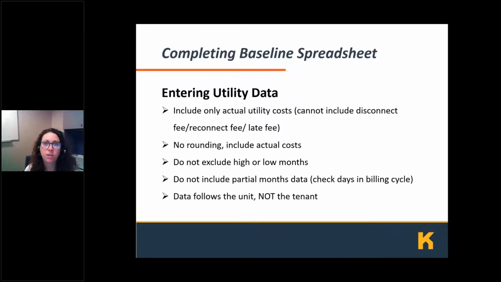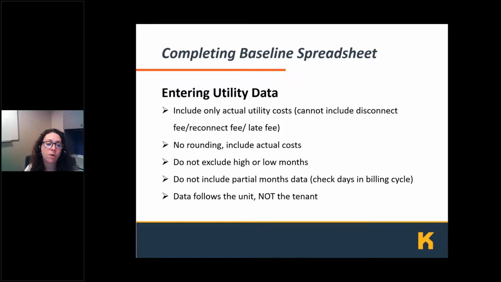You won't want to round. Give us the actual number. Put that in there. This spreadsheet's going to do averaging for us. So let's use the actual number. You will not want to exclude high or low months. So you may have tenants that have some extremely high usage in maybe the summer or the winter. That's all right. That's their actual usage. Include that in there. Don't be tempted to remove higher and low numbers.